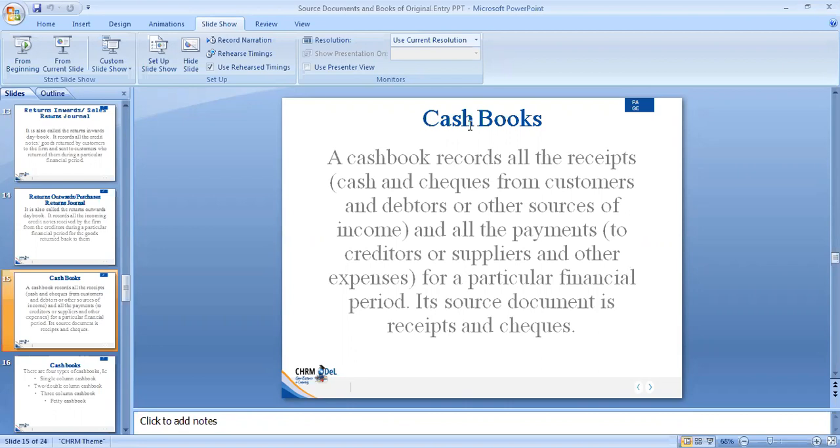And the cash book, actually, we have got 4 types of cash books. And the 4 types of cash books, we are going to discuss them right now.